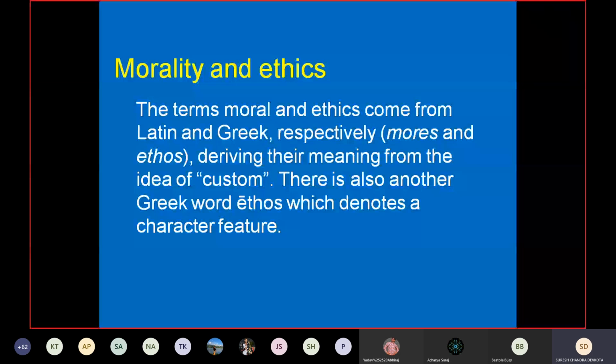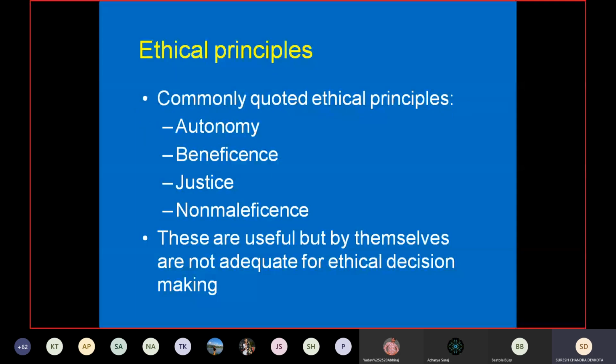So what are the basic principles for ethical, what are the ethical principles then in a medical practice? Commonly quoted ethical principles are autonomy. Autonomy means you have a right to practice independently. Beneficence, the art of doing good, justice, non-maleficence, that is, doing no harm to others. These are useful, but by themselves are not adequate for ethical decision making in medical care.